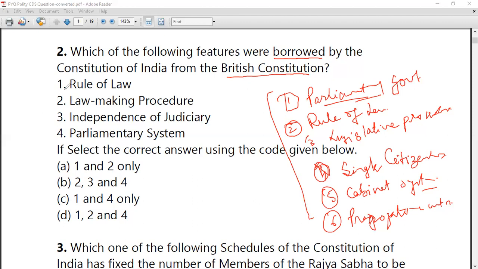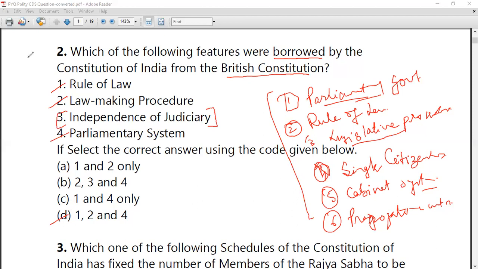Rule of law, yes, we have taken rule of law. We have also taken the law-making procedure, that is legislative procedure, from the British Constitution. Then parliamentary system we have taken, but I have never discussed regarding this. Independent judiciary, no, we have not taken it from the British Constitution. So what is the correct answer? 1, 2, and 4. You'll find 1, 2, and 4 here in D. So option D is the correct answer to this question.